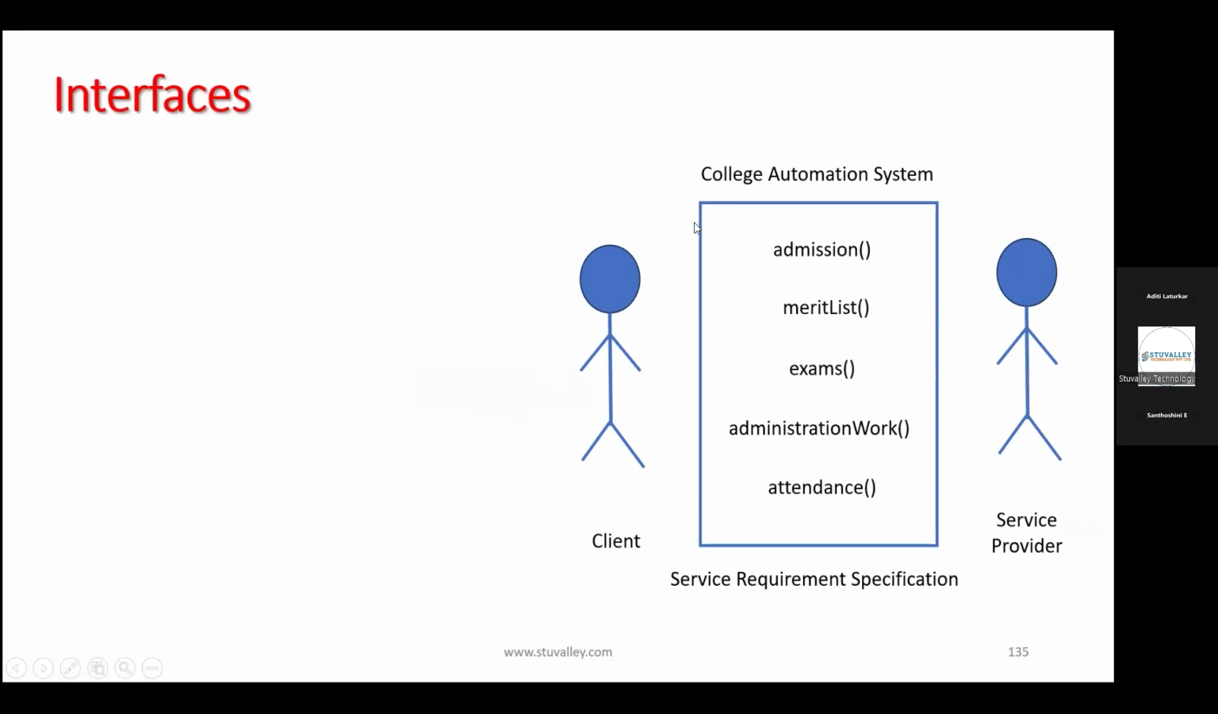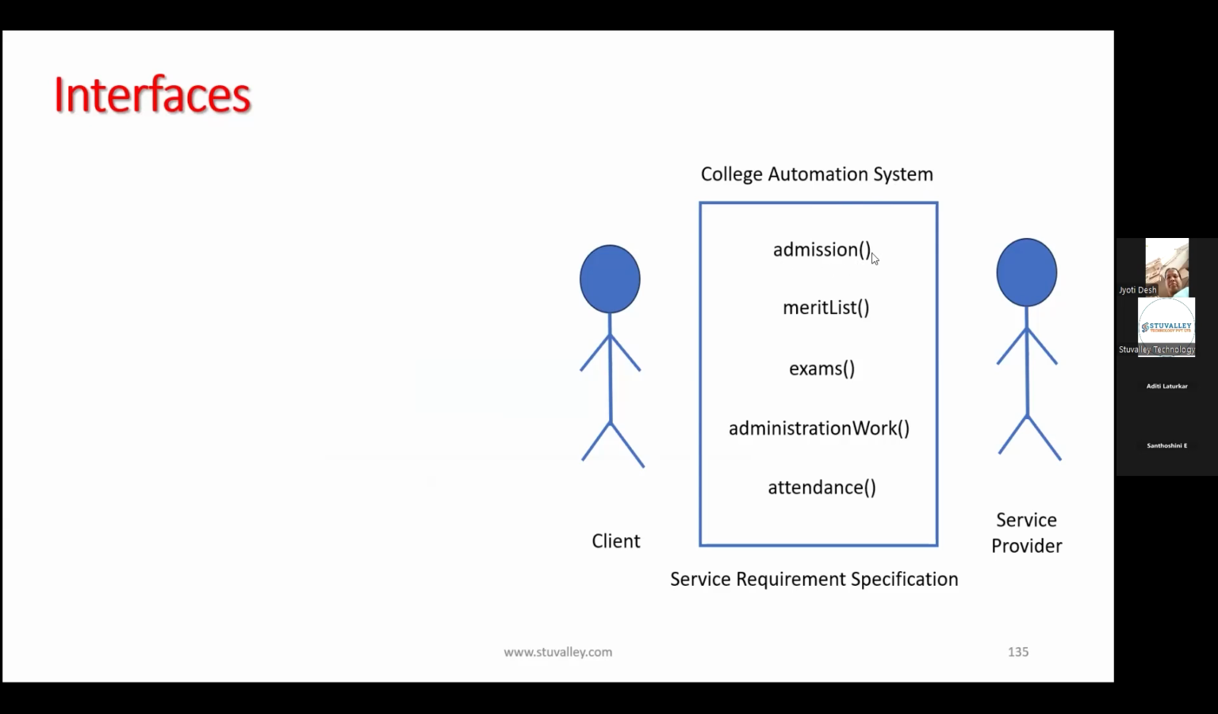So what are interfaces? An interface is nothing but a service requirement. You can say it is SRS, service requirement specification, where a client comes to you and says, I want a college automation system. I want to design a college automation system. What will you do? You will first ask that person, whoever the client is, what things you want to add into your college automation system. What are the functionalities?